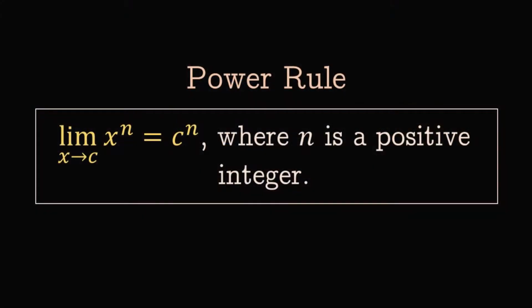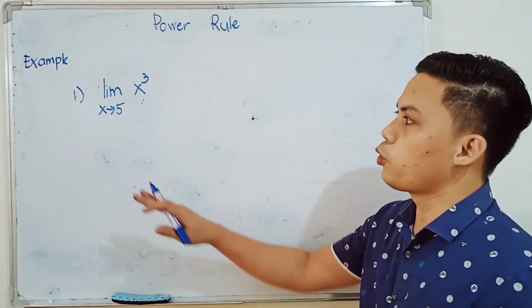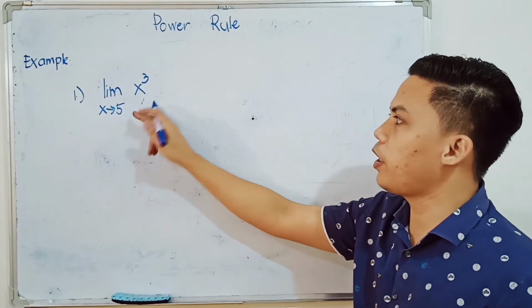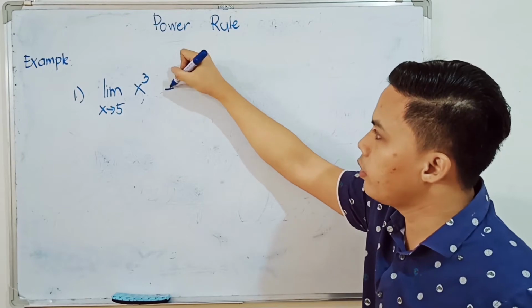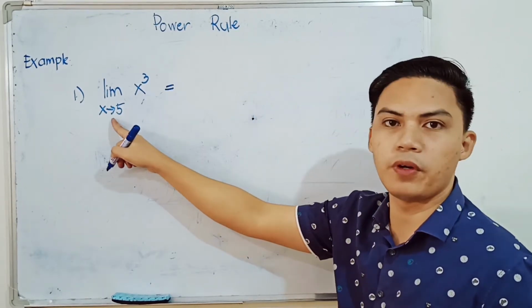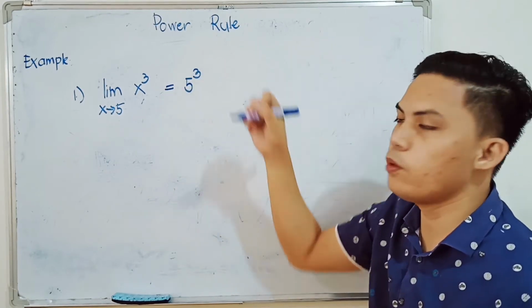8th theorem, we have the power rule. So the limit of x raised to n as x approaches c is equal to c raised to n, where n is a positive integer. Now let's try applying the power rule. So suppose we have the limit of x cubed as x approaches to 5. So yung magiging sagot natin dito, if we're going to follow yung power rule, x would be equal to 5, right? So we will have 5 raised to 3.